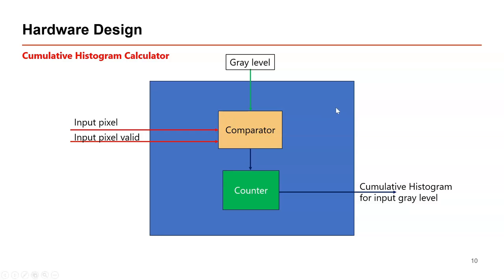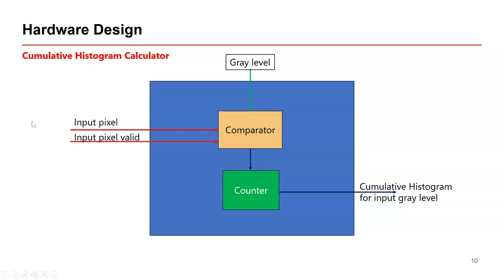Okay, so here is the basic idea. I'll have a comparator that will be comparing my input pixel level with the gray level for which it is finding the cumulative histogram. If the input pixel is less than or equal to this particular gray level, it will increment a counter. Here we are assuming a streaming interface. I assume pixels are continuously coming, and we have a pixel valid signal to indicate whether this is a valid pixel or not. This looks similar to the AXI stream interface standard without a ready signal.